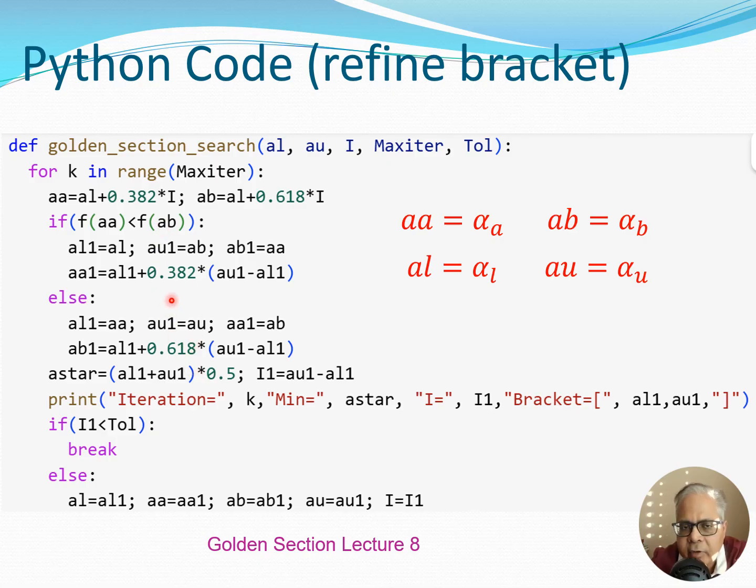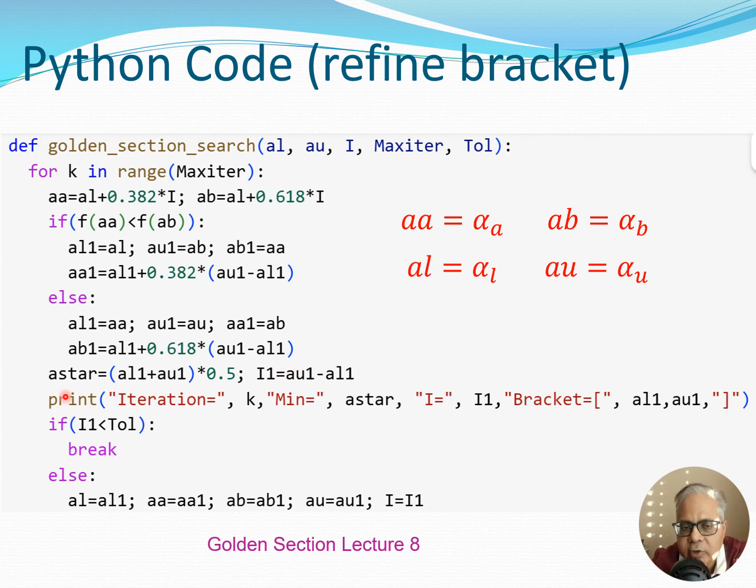Remember, in Python I can actually write multiple commands like this provided I separate them with semicolons, and so I essentially define AL1, AU1, AB1, AA1 if this particular condition is satisfied, else I define these conditions. Now you can understand this particular algorithm using the graphs I have given in lecture 8. That's the best way of figuring this out. So what's happening is, if the condition f(AA) is less than f(AB) is satisfied, then a certain set of changes take place, else a different set of changes takes place.